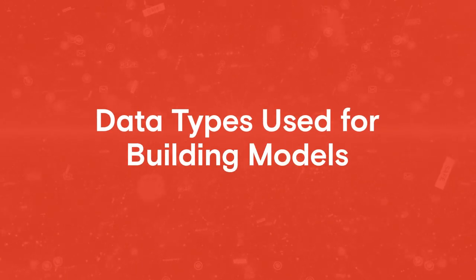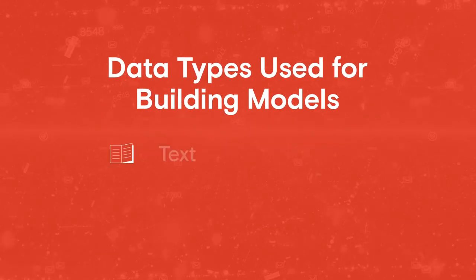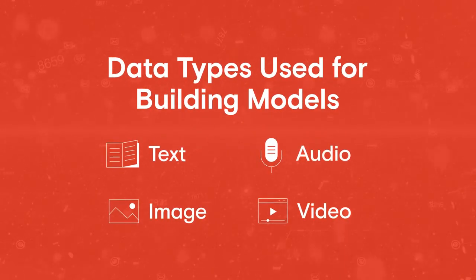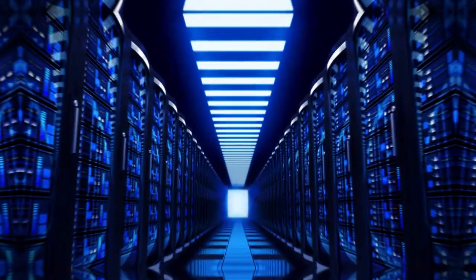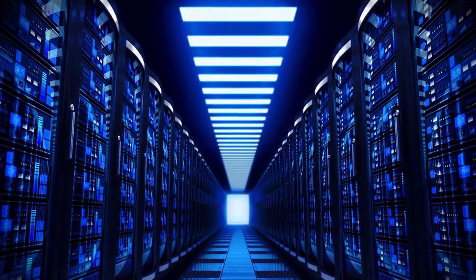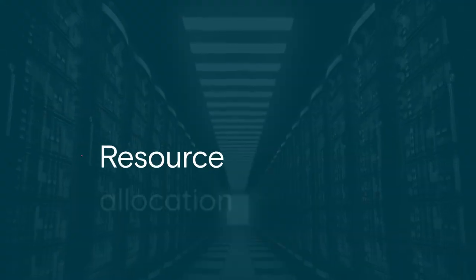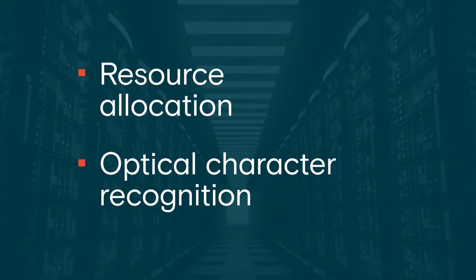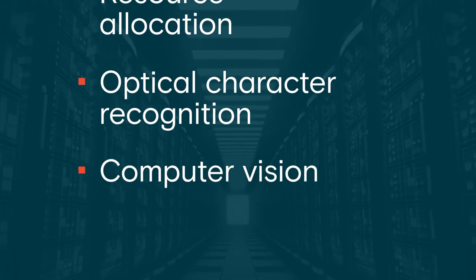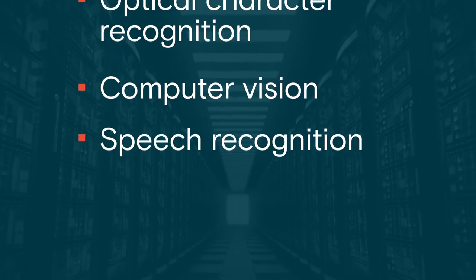The primary data types used for building models include text, audio, image, and video annotation. When working with high-quality data annotation, government agencies can build and enhance AI applications such as resource allocation, optical character recognition, computer vision, speech recognition, and more.